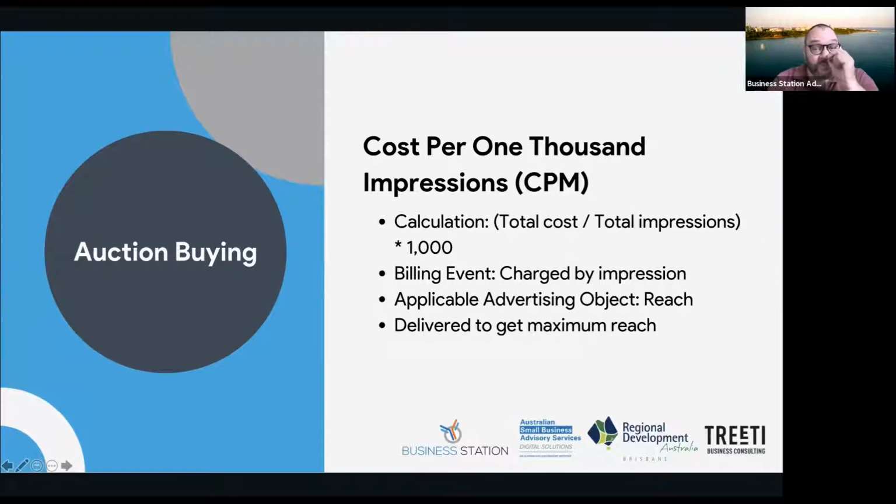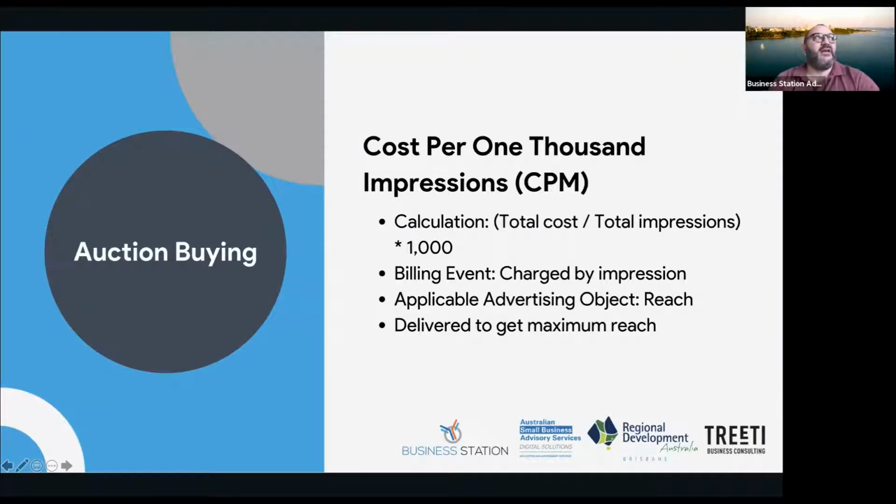Then we've got the cost per 1,000 impressions. This is delivered to get the maximum reach you can possibly get. These people are not particularly clickers. They're not particularly brand aware. They're not particularly people who are going to do anything with your ad. They just want to get it in their mind. So this is charged by how many times the ad is delivered, not how many times it's seen. So, cost per 1,000 of these impressions.